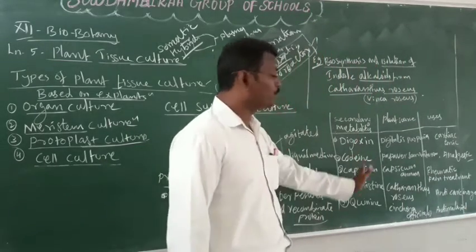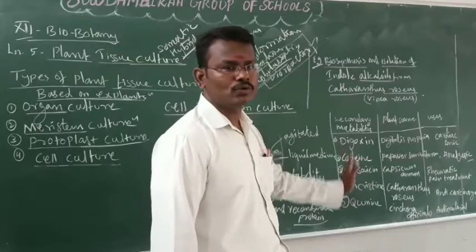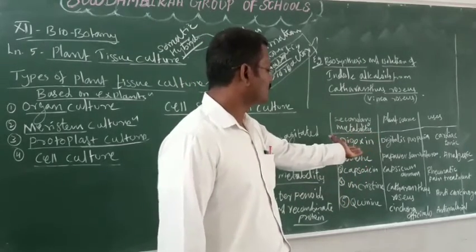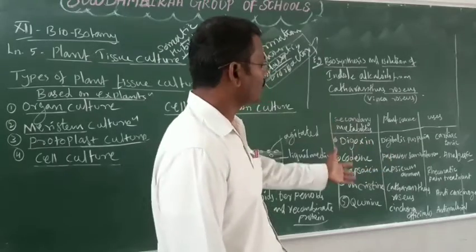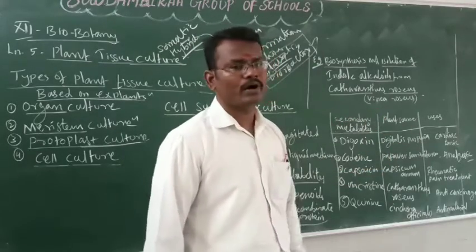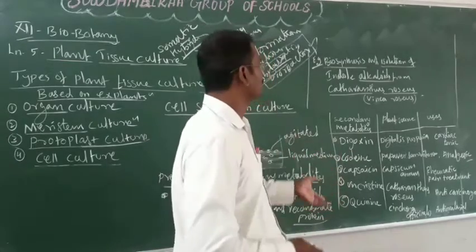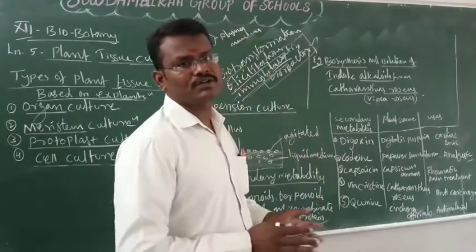Anti-malarial. This is a very important 1 mark question, 2 mark question, sometimes also a 3 mark question. Digoxin is obtained from this plant, and digoxin is used as a cardiac tonic. This is a very important 1 mark and 2 mark question. This is the cell suspension culture.